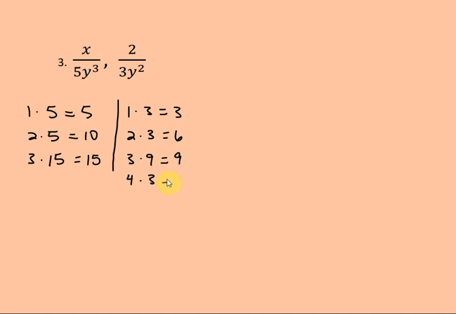4 times 3 is 12. 5 times 3 is 15. I just noticed that I wrote part of that incorrectly. 3 times 3 is 9, not 3 times 9. Okay, so now we've reached a multiple that they have in common. So 15 is the smallest multiple that they have in common, so that's going to be part of my least common denominator.